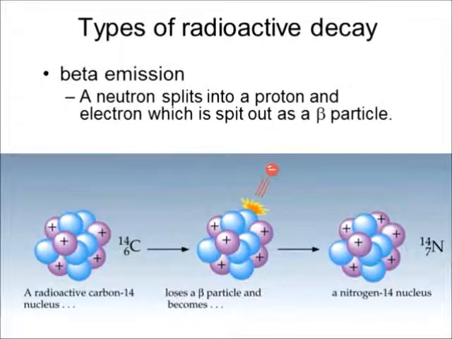All right, beta emission. This is where a neutron splits into a proton and an electron, which is spit out as a beta particle. So basically, here you've got carbon-14, it separates, you get a proton, and the 14 doesn't change. A proton is formed, so the atomic number goes up, and then an electron escapes. So you can see here, carbon-14 becomes nitrogen-14. It gains a proton, but it loses the electron, and that's what's being emitted. That's the radiation that's coming off of there.